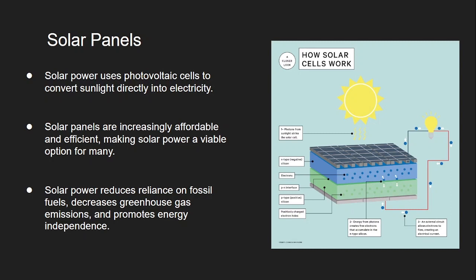A closer look at how solar cells work will expose how photons from sunlight strike the solar cells, which get converted into energy from the free electrons that accumulate in the silicon. An external circuit will allow electrons to flow, creating an electrical current.